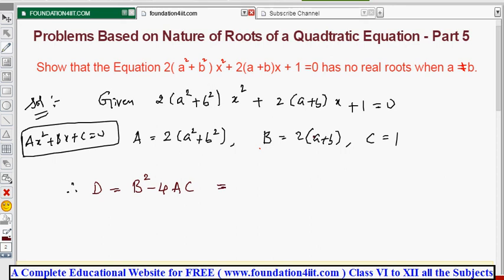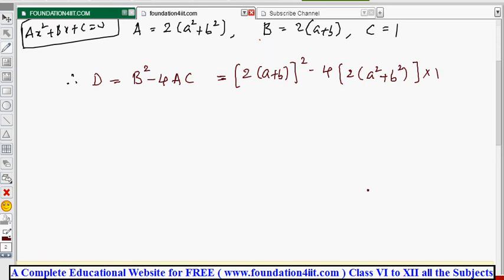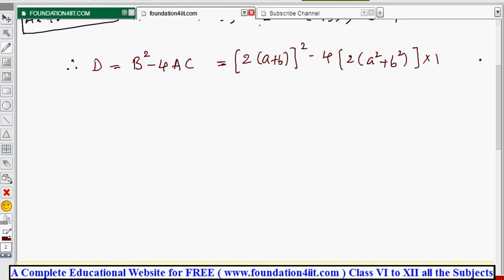Now B² is the whole square of 2(a + b), minus 4AC. So A is 2(a² + b²), into C, and C is 1. Right. Now let us simplify this, then we can prove this value is less than 0.